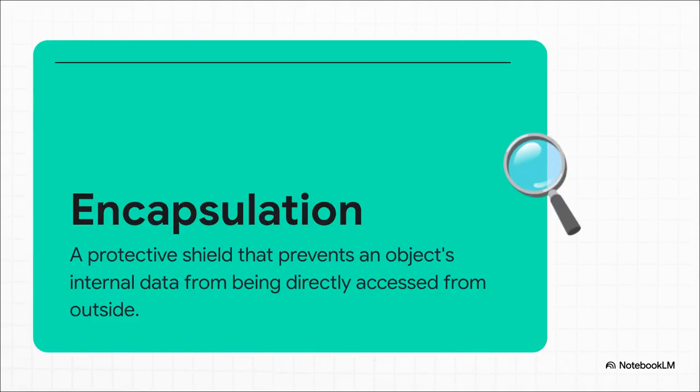So, encapsulation, think of it like a protective shield around an object. It's a fundamental principle. It means an object's internal guts should be hidden away from the rest of the world. You're supposed to interact with it through a nice, clean public interface, not just reach inside and mess with its private data. This is what keeps code strong and easy to maintain.